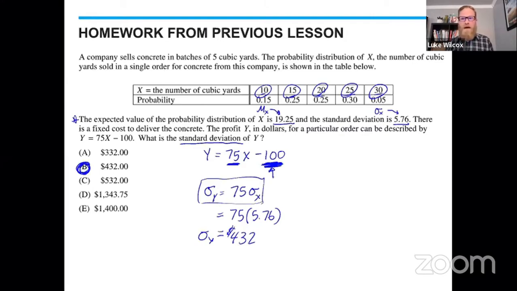Now, the most common incorrect answer, I will tell you for sure, because I've seen students make this mistake, is they will subtract 100 because they think that this minus 100 also subtracts 100 from the standard deviation, which is not true. So this is definitely the incorrect response there. The correct answer is B. So hopefully you did okay with that. And I think we are now ready to talk about some new learning for today.